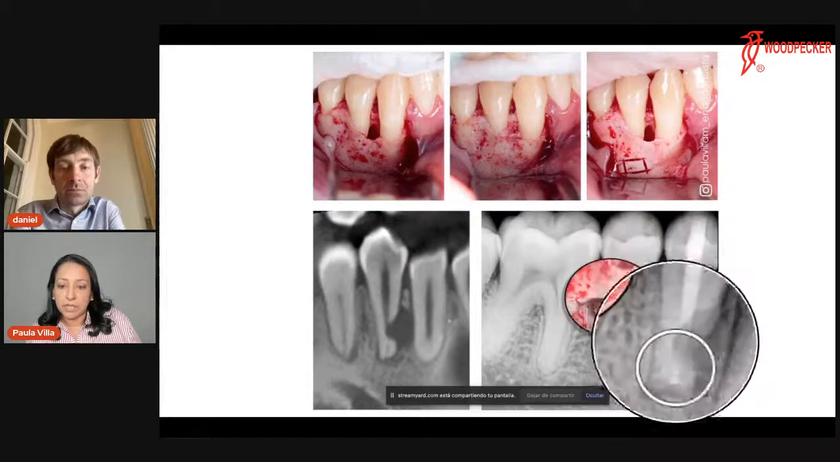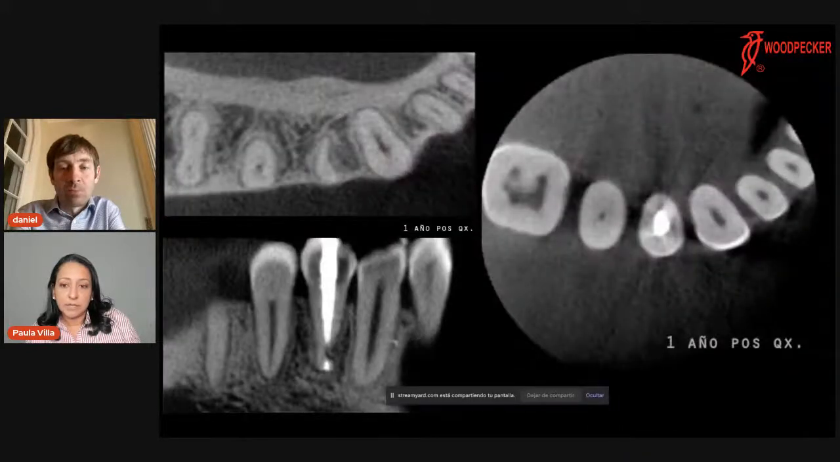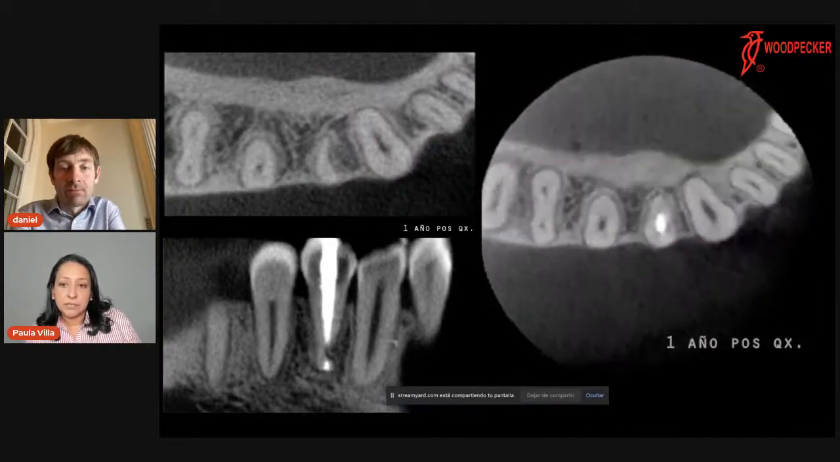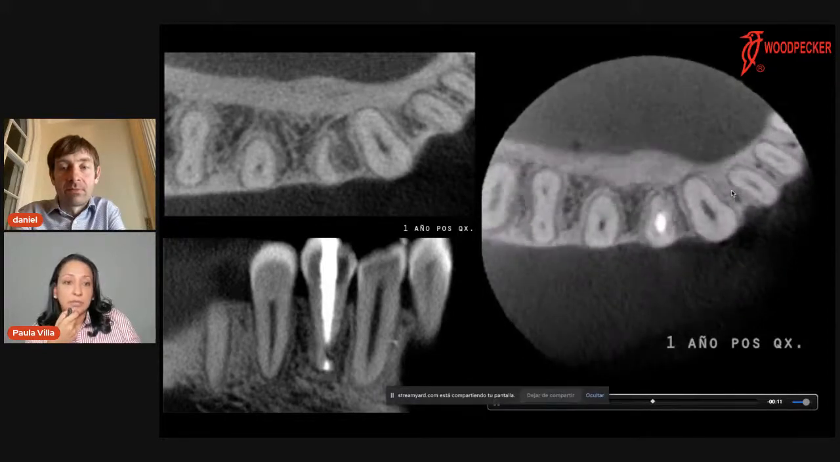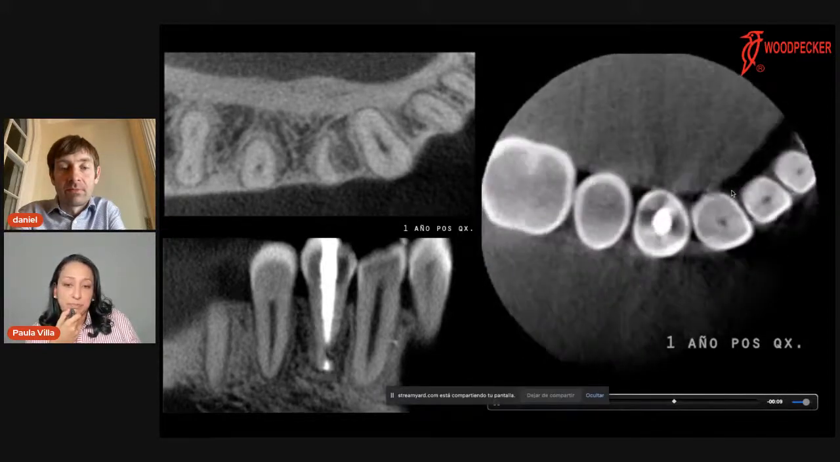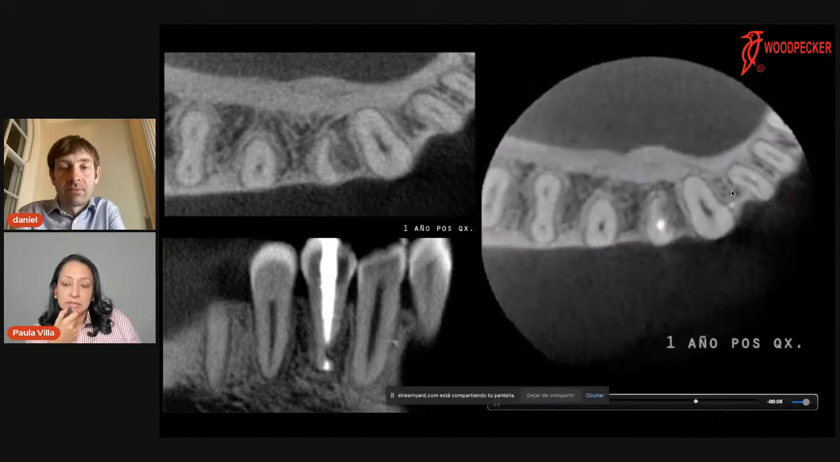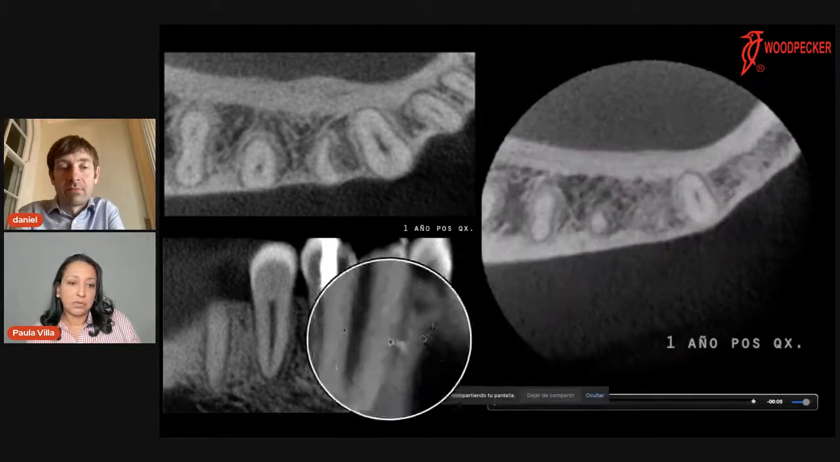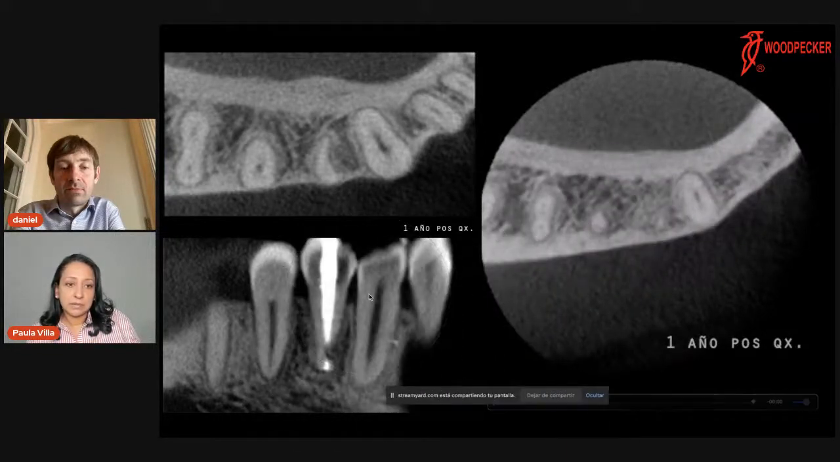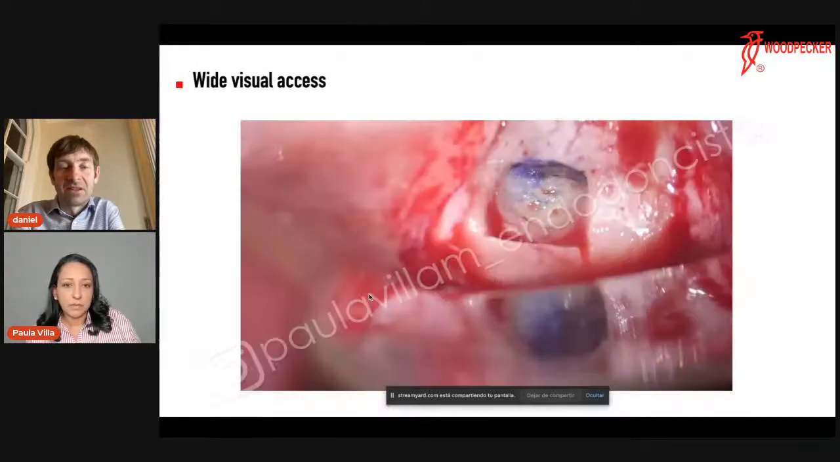Look at the post-surgical X-ray. And 1 year after surgery, look at the axial view. We can even note where the bone was cut. The integration of the buccal bone was perfect. The buccal bone was already healed without any gap. And also the medullary bone was completely healed 1 year after surgery. Nice.